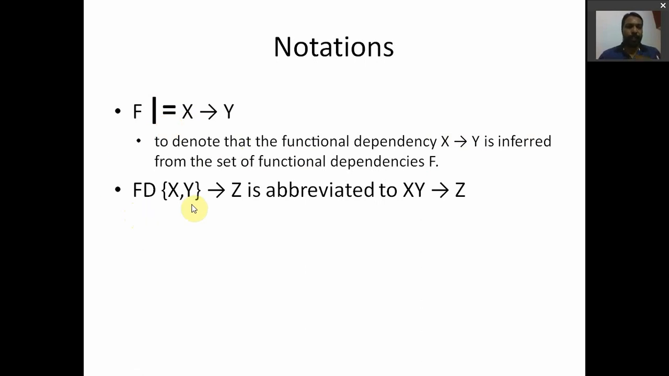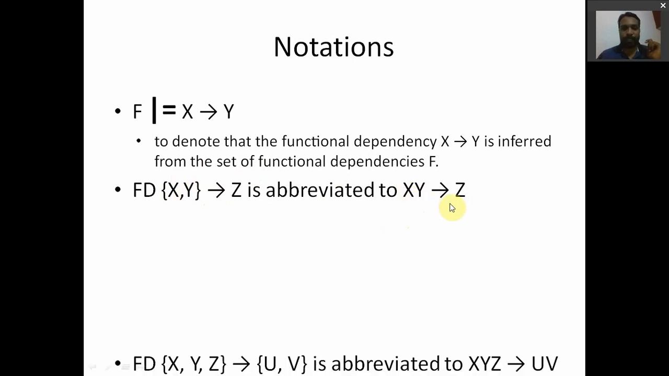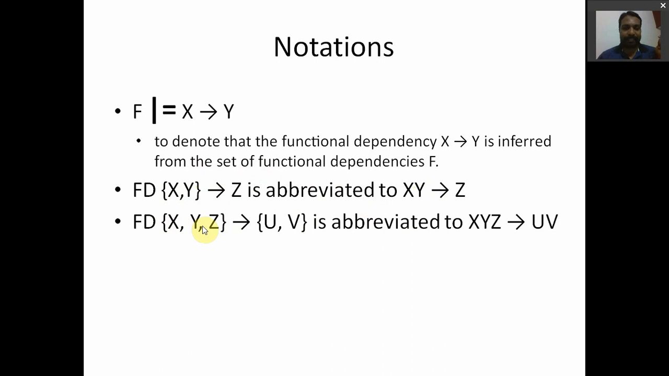Another notation we use for convenience is if we have a functional dependency x comma y to z, this can be abbreviated like this: xy to z. The meaning is x and y are two sets of attributes. X is a set of attributes, y is another set of attributes. So z is functionally dependent on both these attributes. Or if we have a functional dependency like x, y, z to u, v, it can be abbreviated to xyz to uv. So this denotes x is a set of attributes, y is another set, z is a set of attributes, u is another set, v is another set. So these are some of the notations that we use.